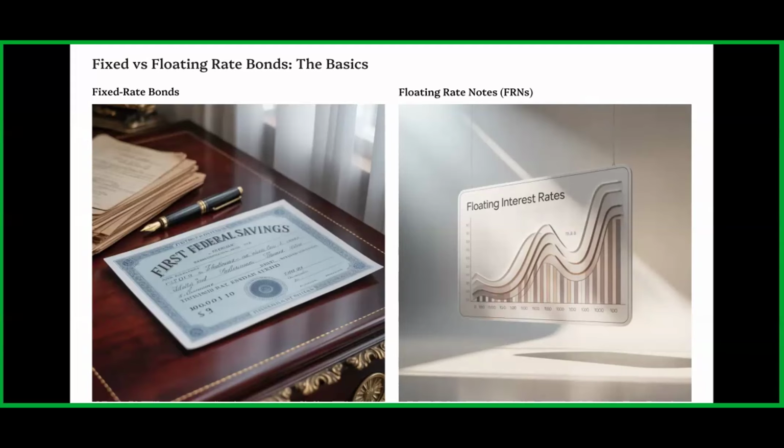There is no change in the interest rate during the period till the maturity date, so that rate is fixed. Such a bond we call a fixed rate bond. Another one is the floating rate notes. In such a bond, the interest rate or coupon rate is variable. It is a floating interest rate.